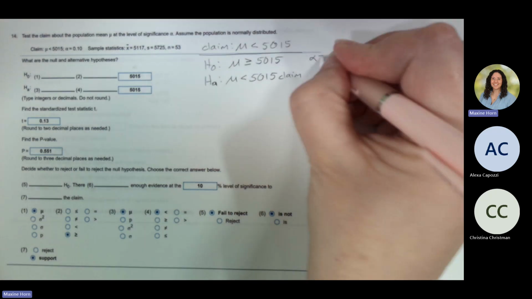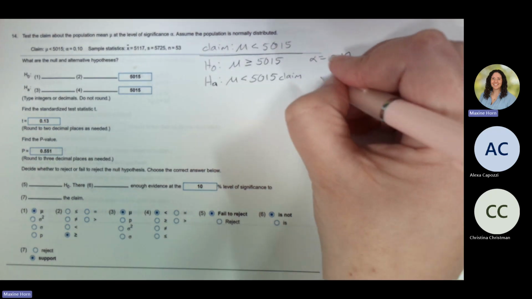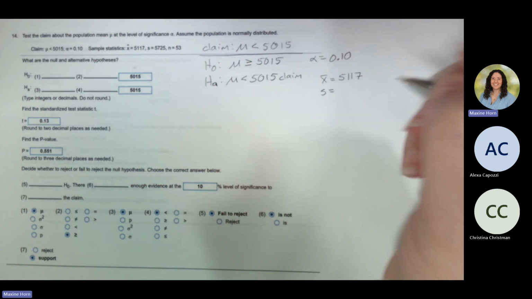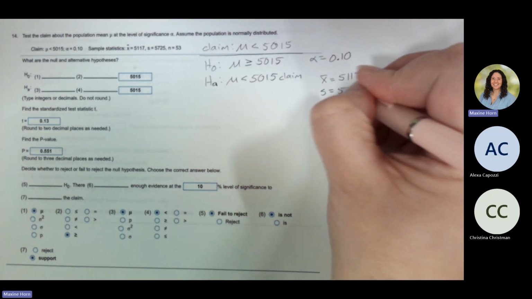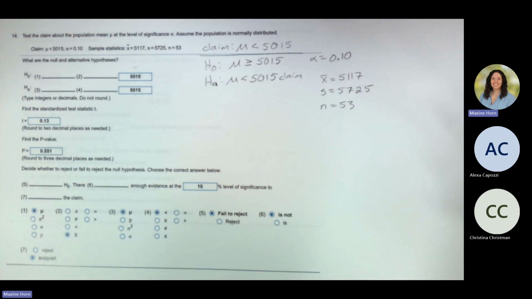All right, and what is my alpha? What's my level of significance here? 0.1 or 0.10. And let's go ahead and write out everything else they gave us. They gave us that the sample mean is 5117, that the sample standard deviation, okay, so we have a sample standard deviation as opposed to a population standard deviation, 5725, and our n, our sample size, is 53.